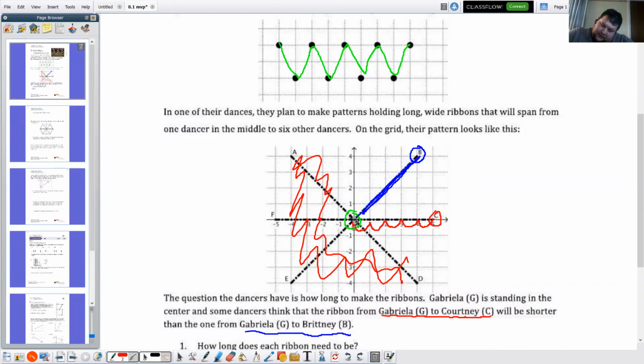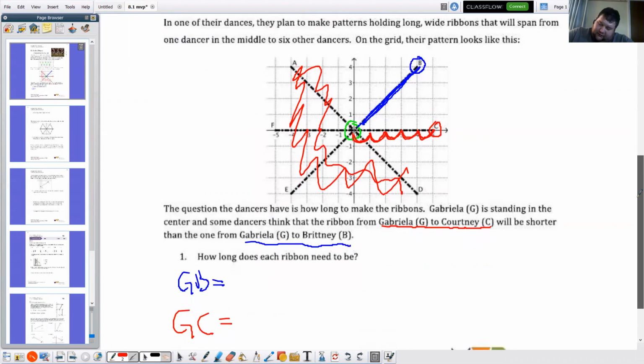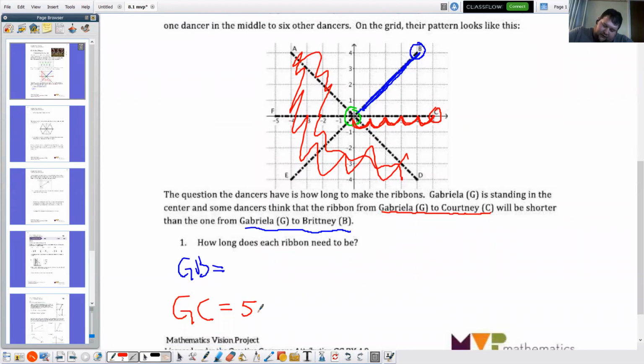So we're trying to figure out this distance right here. So 1, 2, 3, 4, 5. So that distance is fairly easy to figure out. We can just count it off, right? So that is 5 units. Okay, units. Whatever those units are, it doesn't matter. Feet, miles, yards, acres, whatever. There's 5 of them.